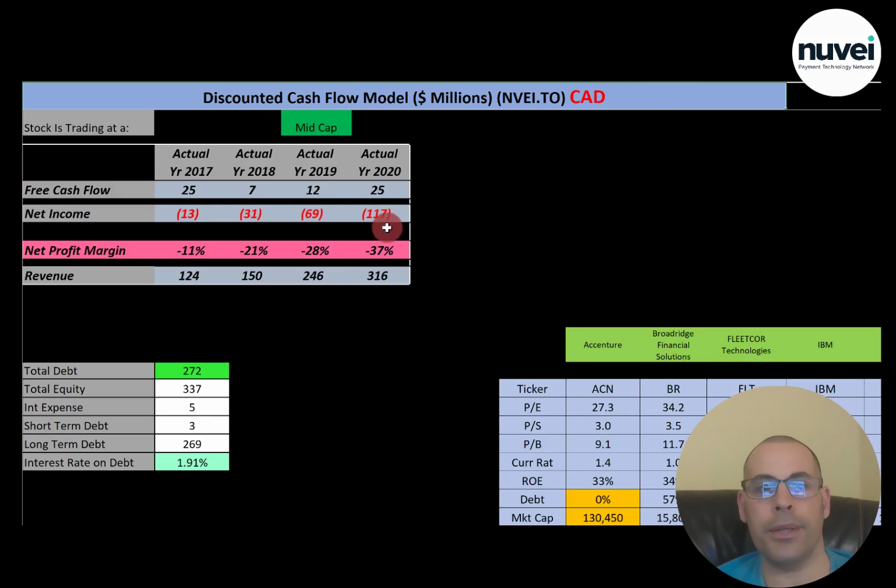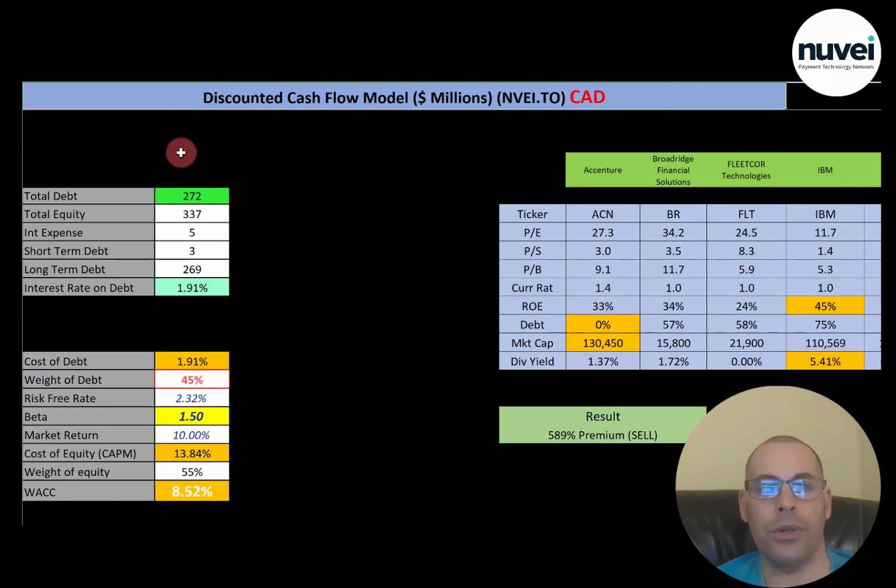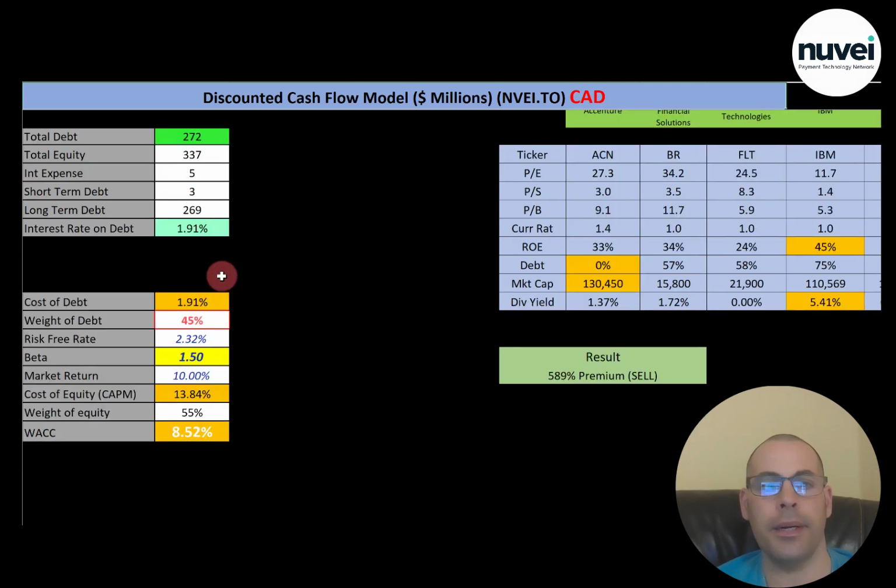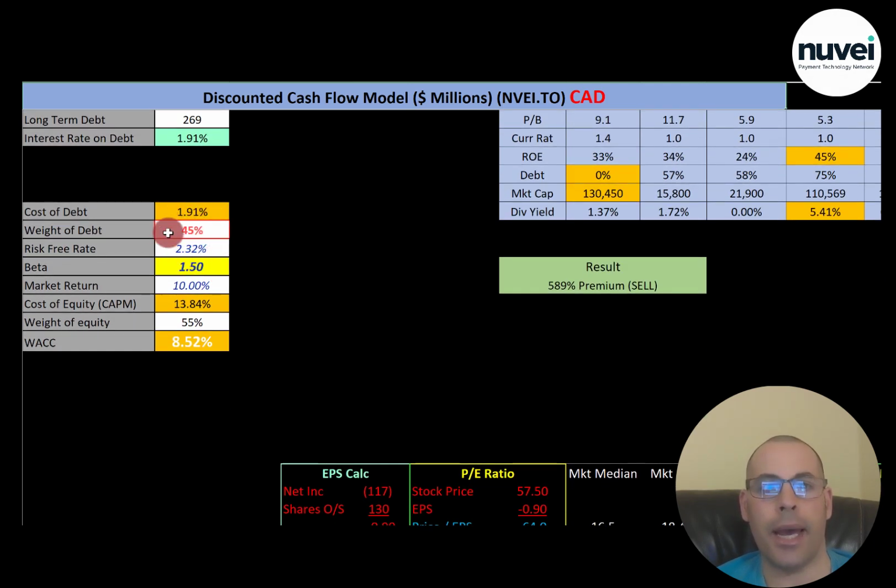Let's look at a capital structure. They have 272 million of debt, 337 million of equity, and they pay 1.9% interest on their debt. And that's the cost of debt because they don't pay taxes because they lose money every year. They have 45% debt in that capital structure, which means they have 55% equity.